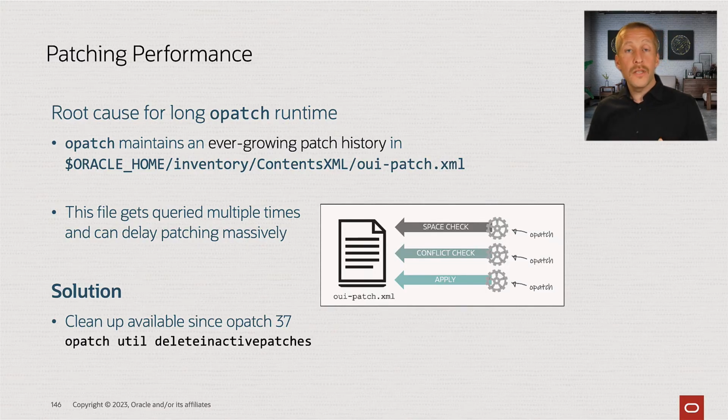In OPatch 37, the OPatch release that came out in April this year, there's a new functionality called opatch util deleteinactivepatches. So you can simply remove some of that old patching history. You can get rid of that from your Oracle home. This can alleviate some of the pain that you see when you're reusing Oracle homes.